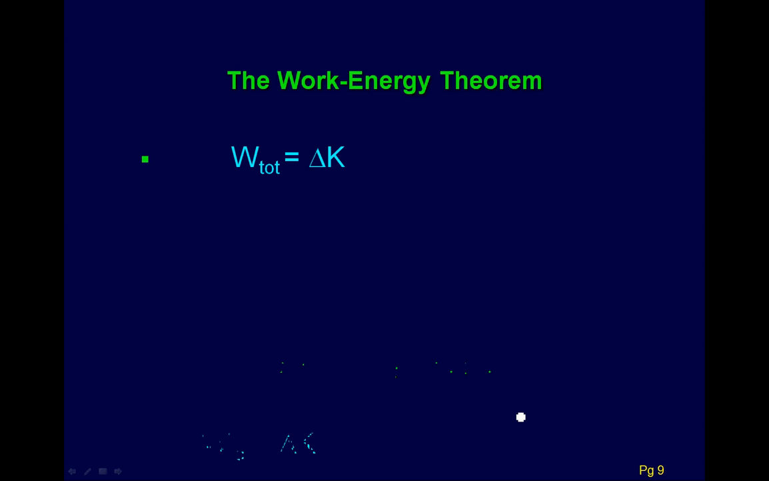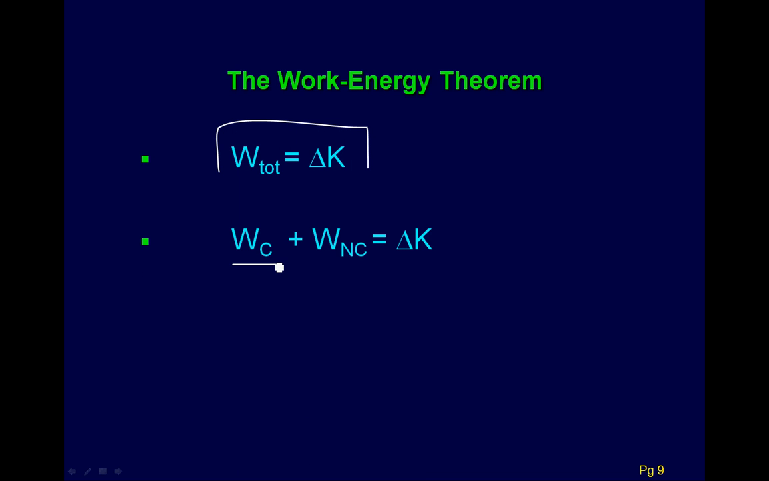If we look at our work kinetic energy theorem that we described last time, the total work equals the change in kinetic energy. Well, I can split this up by the work done by conservative forces and the work done by the non-conservative forces. So this is the work done by gravity or a spring. This is the work done by anything else.